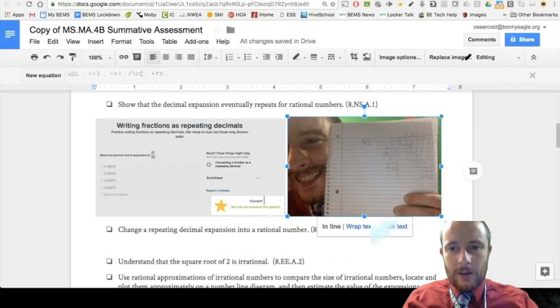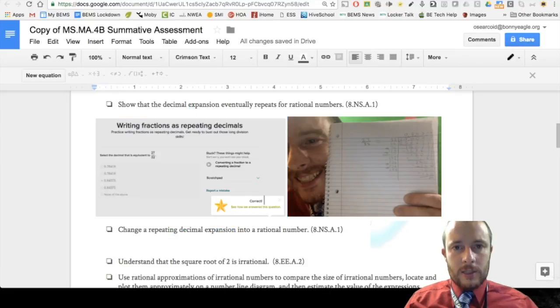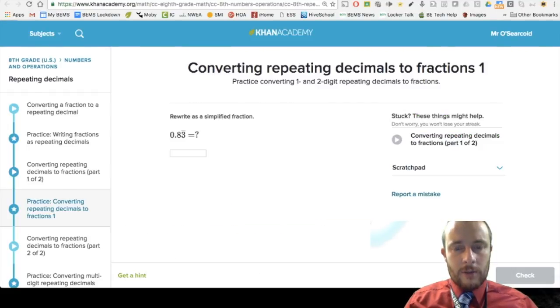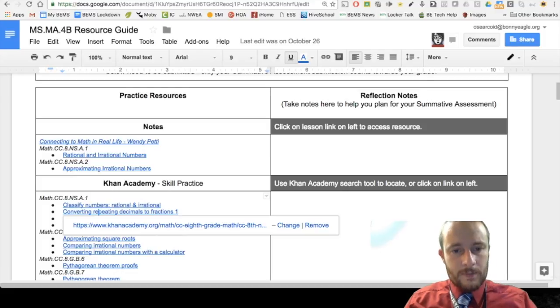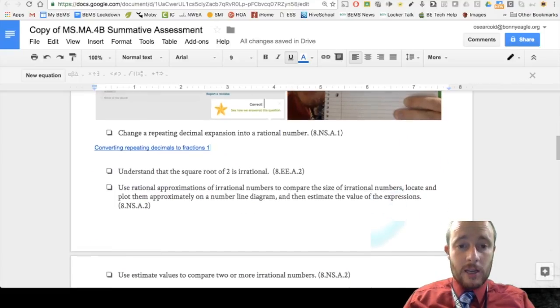So there you have it. There's writing fractions as repeating decimals. I got the question right. I did the work. I'm happy about it. Yes, let's move on to the next one. This is the skill that we're looking for right here, converting repeating decimals to fractions. If I were to do every single question in this video, it would be a very, very long video. It's already getting too long.